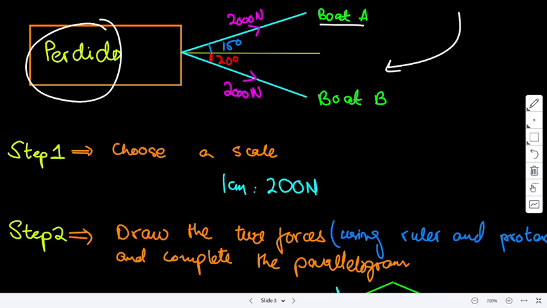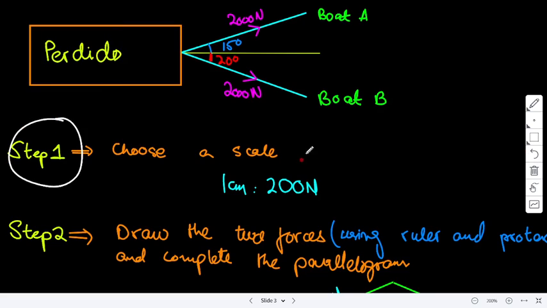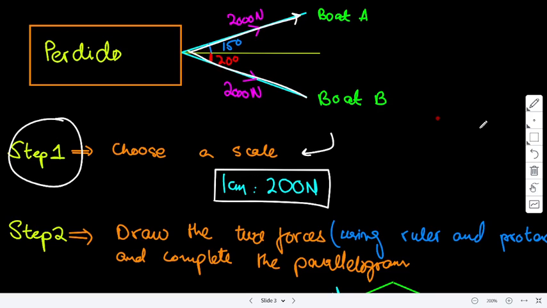First step is to set a scale. This is step 1. You set a scale. The scale I chose here is 1 centimeter representing 200 Newtons. This is up to you. Set any scale you like, or set such a scale which you can easily draw. So here I set 1 centimeter equals 200 Newton. So the line of this force will be 10 centimeter and the line of this force will also be 10 centimeter.